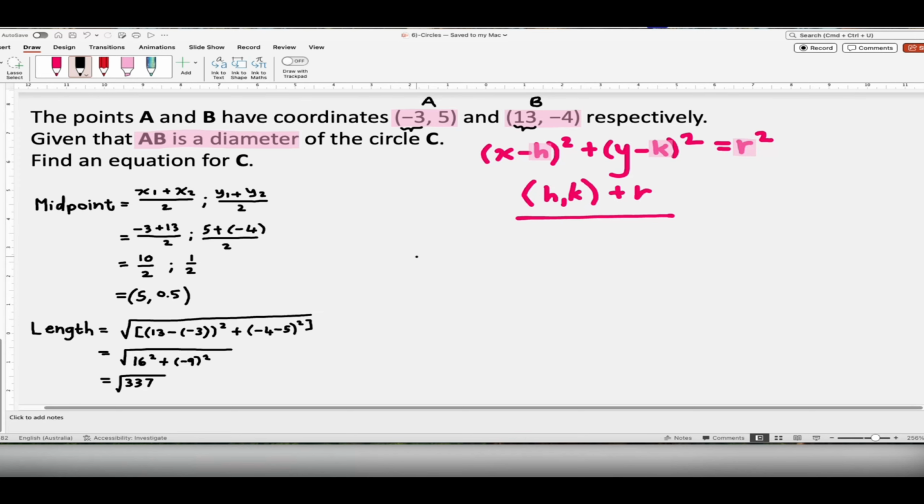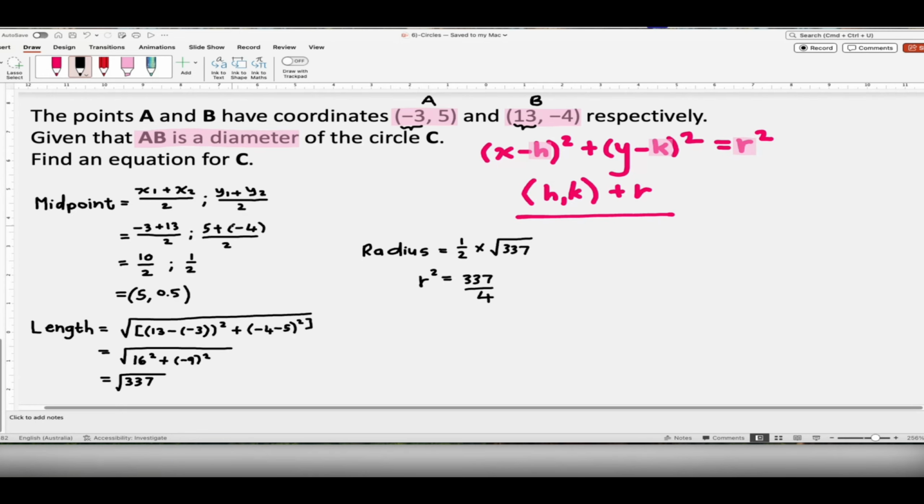The radius is half the diameter. So that means the radius is a half times the diameter. What is the diameter? It's the square root of 337. So the radius squared will be equal to 337 divided by 4. The radius is equal to the square root of 337 divided by 2, but the radius squared is equal to 337 divided by 4.